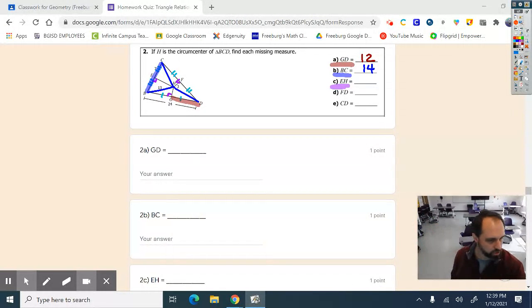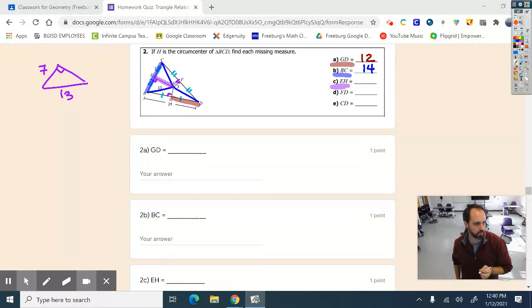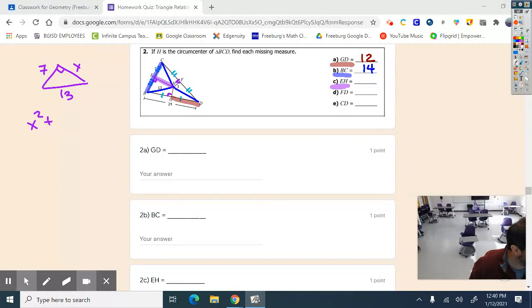E to H is this distance here. Okay, so that one I don't know yet. This is going to require some of that Pythagorean theorem. So I do know I have a right triangle. I have a hypotenuse of 13. And I just found, from what we were doing there with BC, that E to B is also 7. And so I have 2 parts. Let's call this x for right now. So I have my x squared plus 7 squared equals 13 squared.